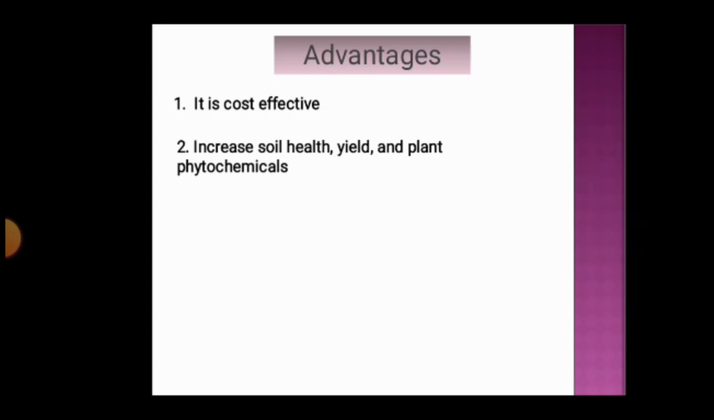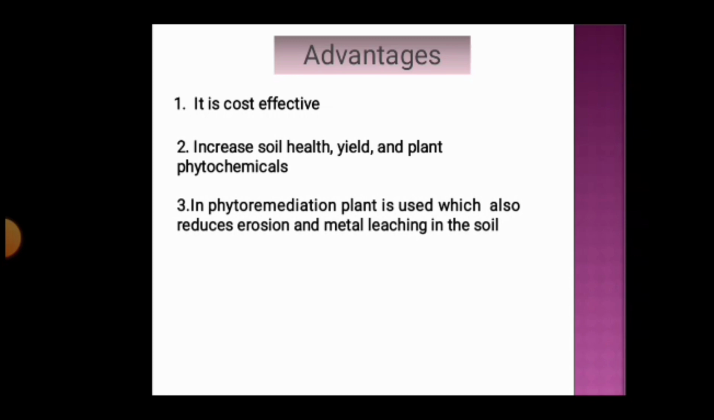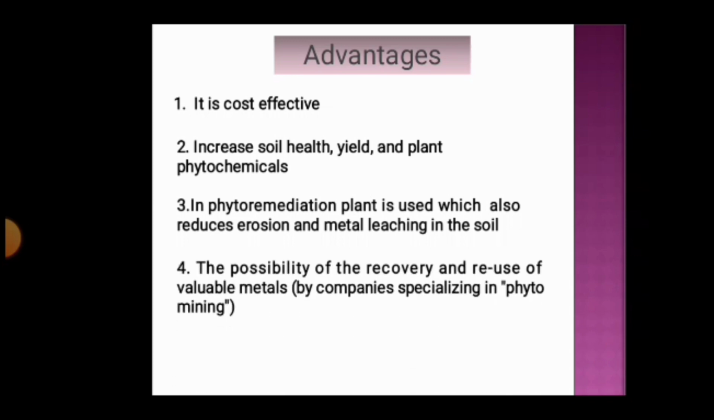So phytoremediation basically increases the soil health and the yield, that is the production of the plant, and also the plant phytochemicals. Third, the plant used also reduces erosion and metal leaching in the soil. Fourth, the possibility of recovery and reuse of valuable metals is increased by the use of phytoremediation. Recovery and reuse of valuable metals is generally done by companies specializing in phytomining.